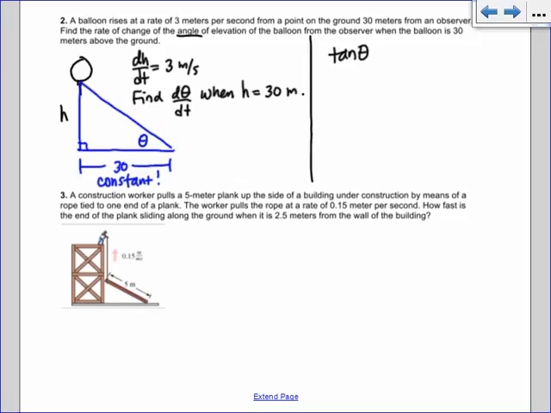Yep, tangent of theta equals h over, and you can use x, or you can actually plug in the 30 because that one is a constant. And you can multiply the 30 over if you want to, or you can think of it as 1 over 30 times h, so you don't have to use the product rule, right? Make things easy on yourself. And then we take the derivative. So our derivative is going to be secant squared theta, d theta over dt, equals 1 over 30 dh over dt.